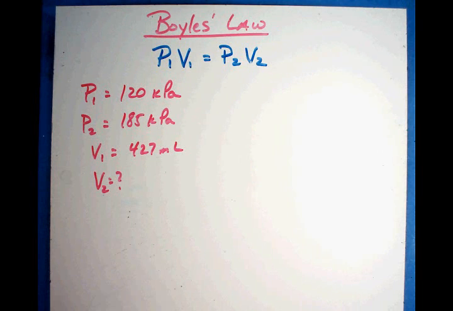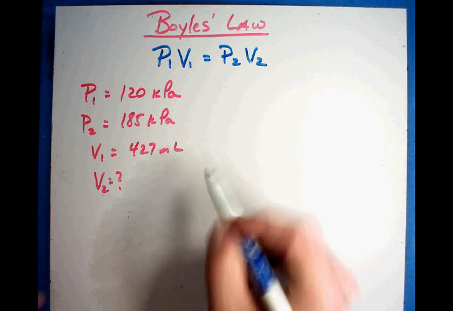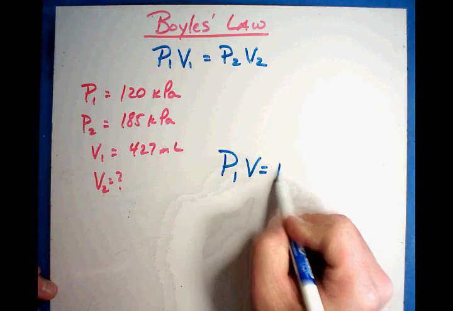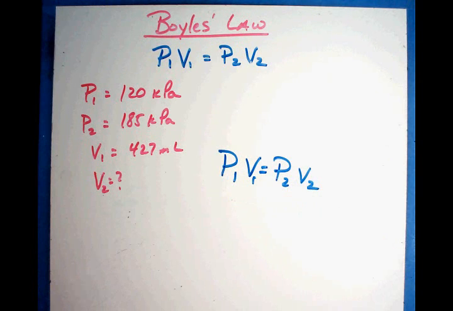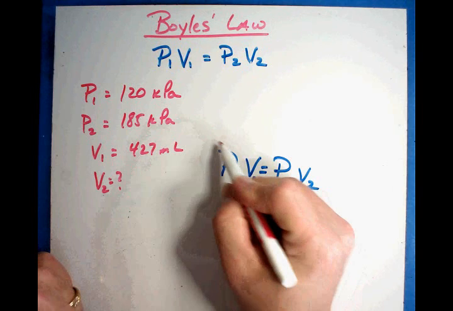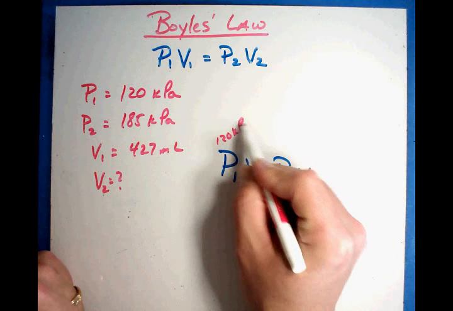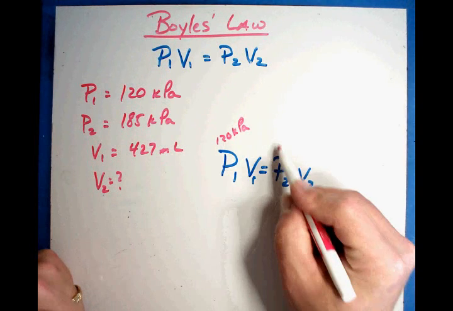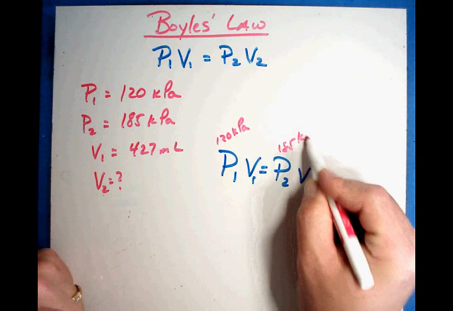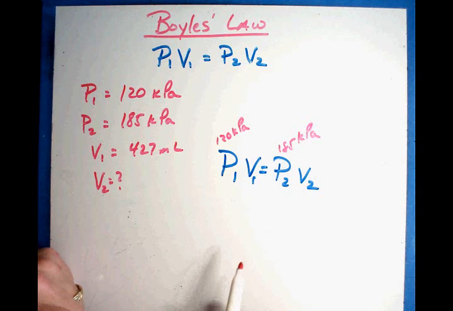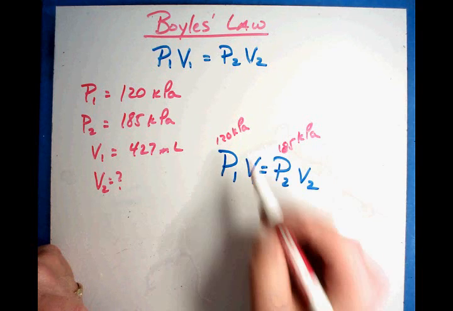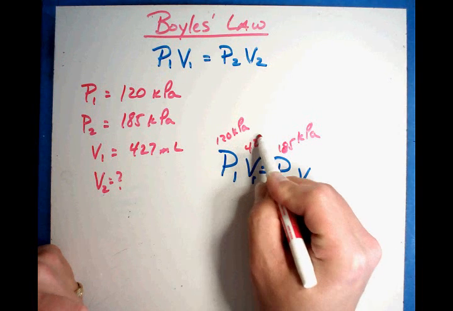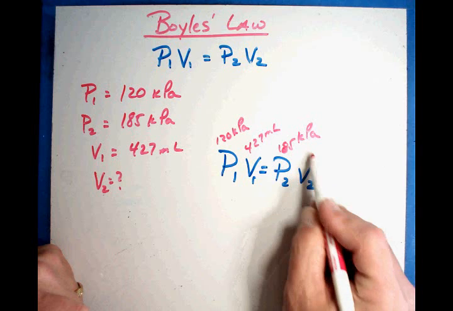Again, I'm going to start with the formula and plug the numbers in. P1V1 equals P2V2. Start with the formula, plug the numbers in. I've got 120 kPa, and it's going to go to 185 kPa. Notice they are matching units, so I'm going to be able to work this problem. I have a volume of 427 milliliters, and there's my X.